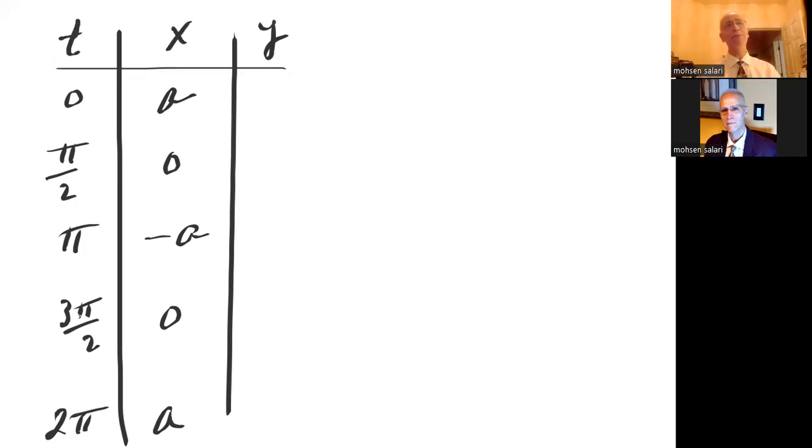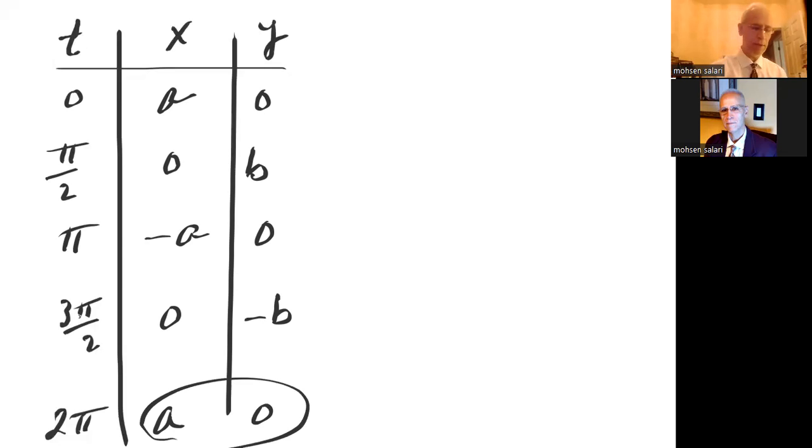y is determined by b sine of t. When t is 0, sine of 0 is 0, times b, I get 0. Sine of pi over 2 is 1, 1 times b is b. Then I'm back to 0. At 3 pi over 2, I get -1 times b, negative b, and 0. Notice that I'm back to a comma 0, like the very first point. So, one complete revolution.